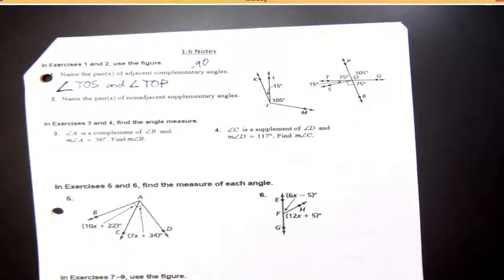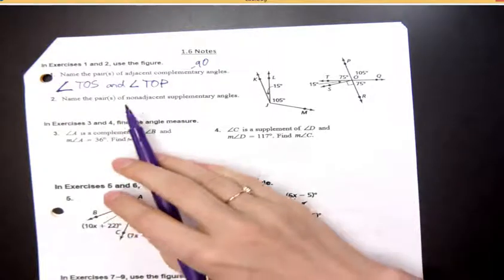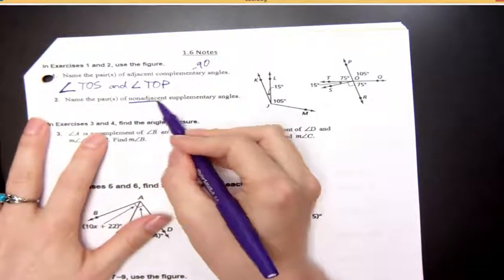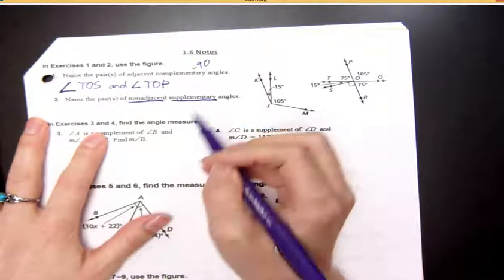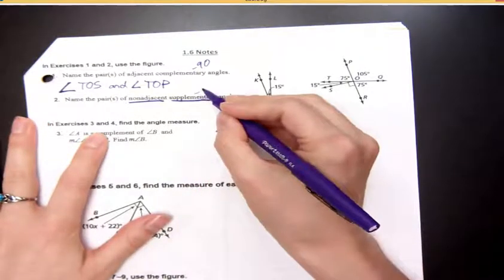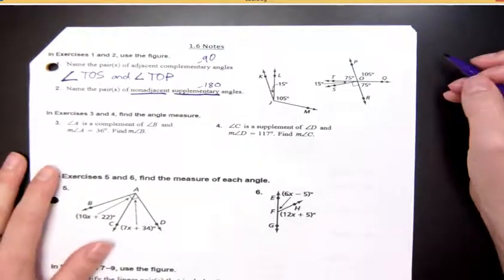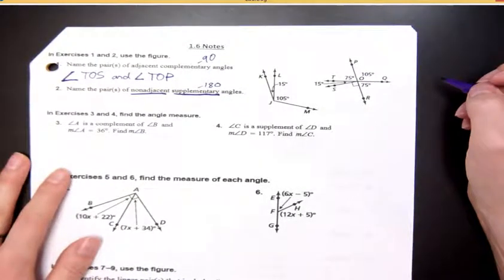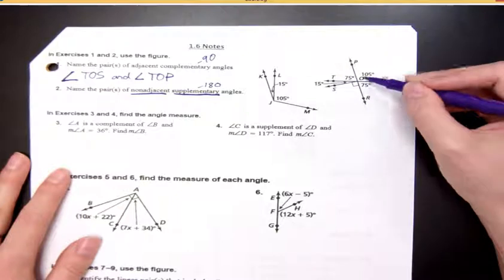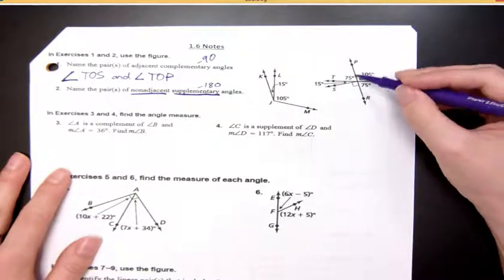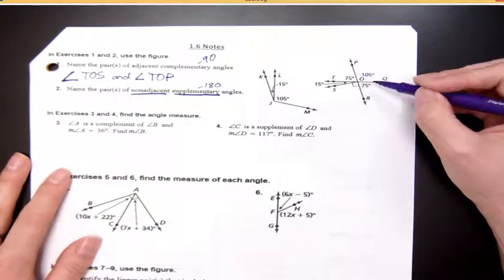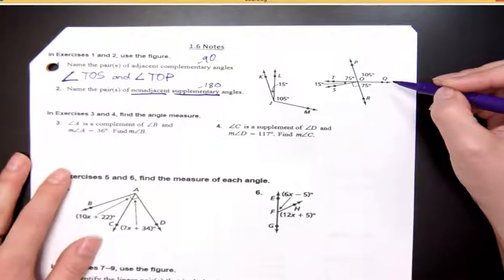That's it for complementary. Okay, now we're looking for non-adjacent supplementary. What does supplementary add up to? 180. So what are some that are non-adjacent and add up to 180? TOP and POQ would be adjacent and add to 180.